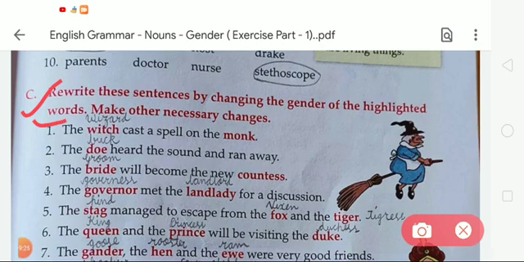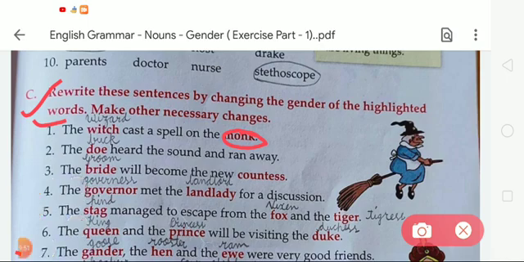Witch is a feminine word, so we should change it into masculine, so it will be wizard. And monk is a masculine word, so it will be feminine. So it will be nun. So the wizard cast a spell on the nun. Okay, next is the doe heard the sound and ran away.